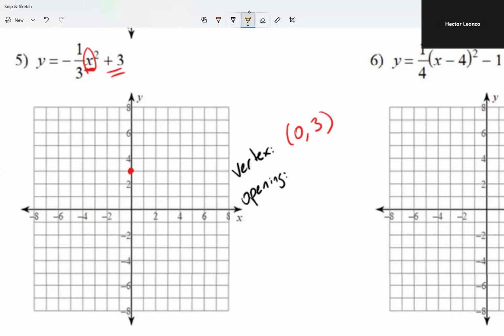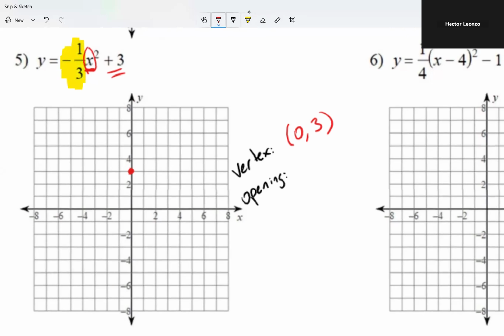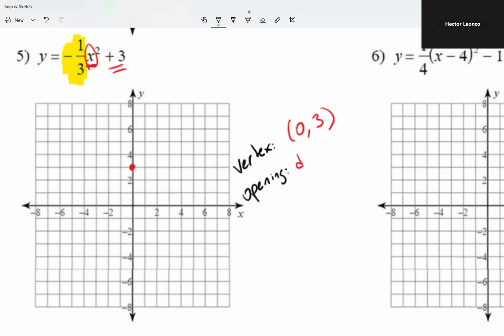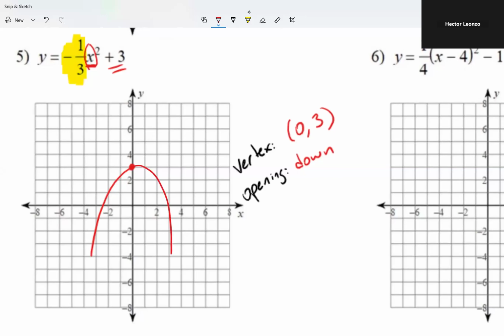My opening, so I see the sign at the very beginning. I see a number that is a negative 1/3. In reality, I just care about the sign. It's a negative number. So because it's a negative number, this thing is going to open down. So again, I have an idea. It looks something like this. But we'll talk about that later.